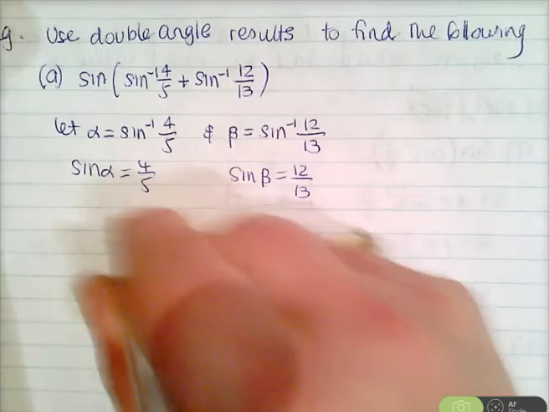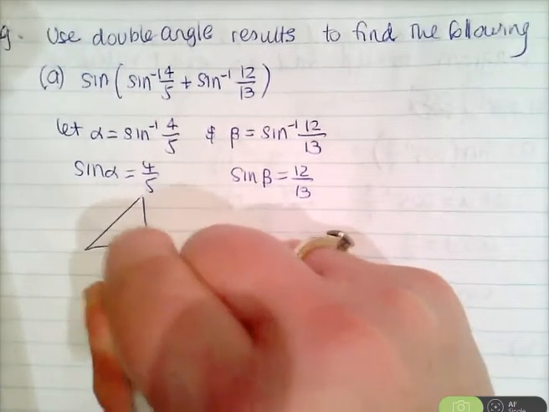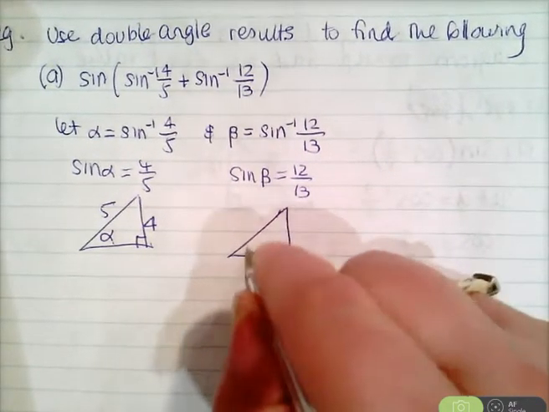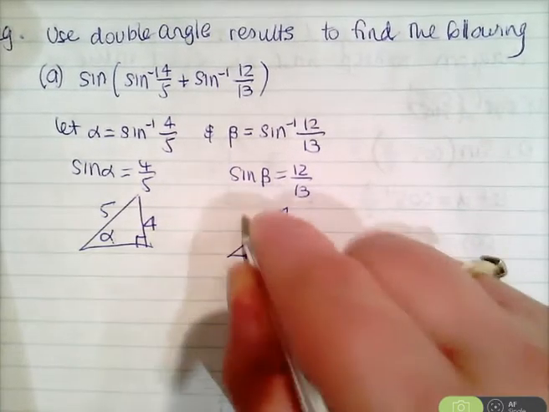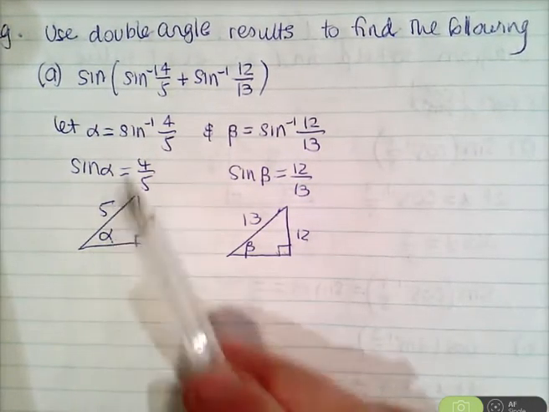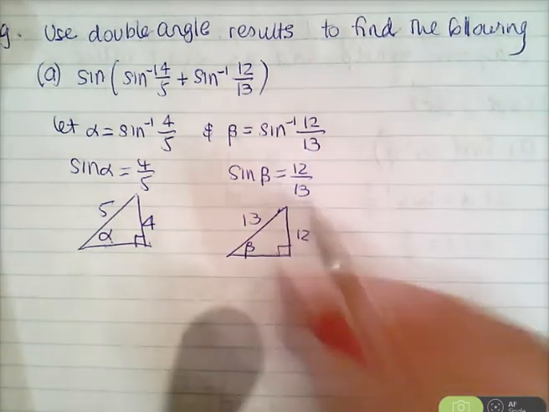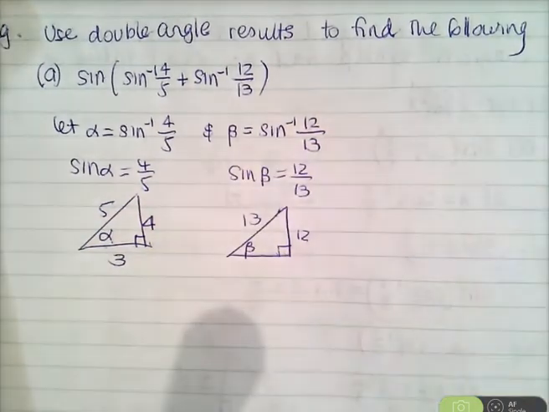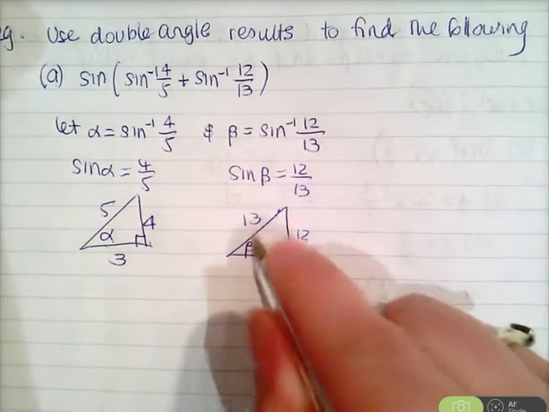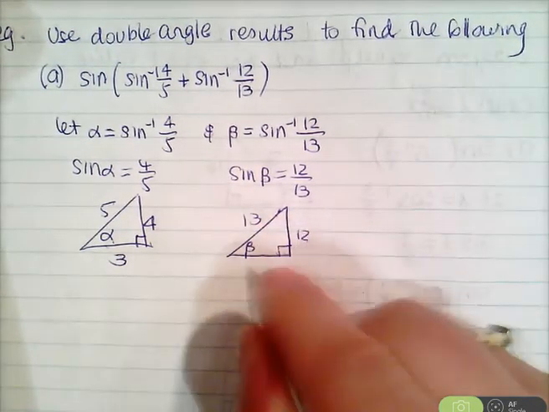We will recognize these as Pythagorean triads. Sine of alpha, 4/5. Sine of beta is 12/13. We've got different angles here, so you can't let them both be alpha. This one will be alpha, that one will be beta. So we're working out the remaining sides using Pythagorean triads. 3, 4, 5. The other triad is 5, 12, 13.